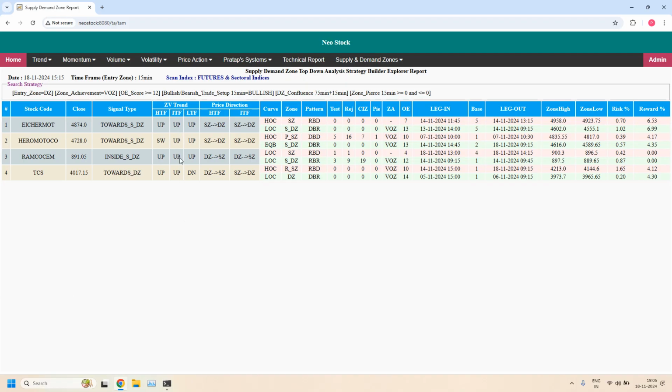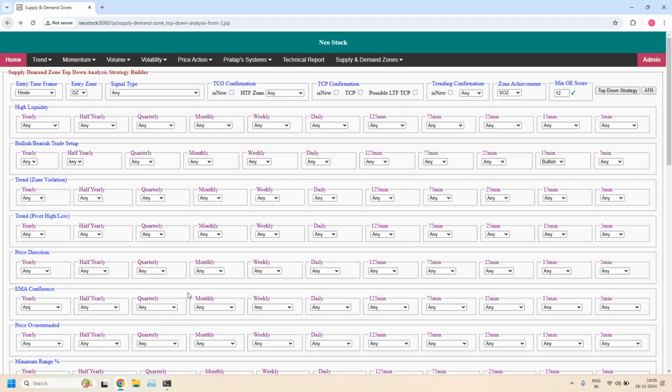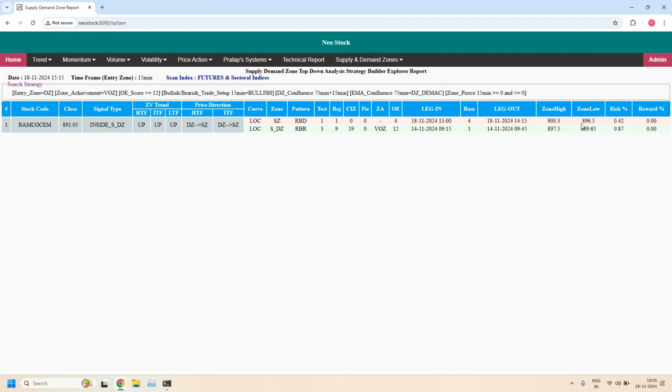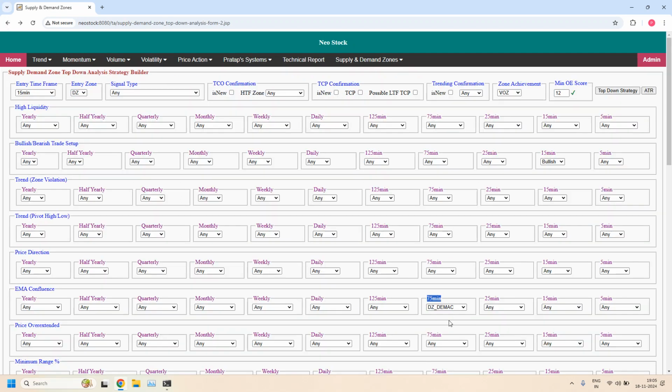And as the 75 minutes trend is up, if any of these 75 minutes demand zones are having daily EMA confluence, there could be even more high probability setup supported stocks. Let's verify. In the EMA confluence, at 75 minutes time frame, 75 minutes demand zone with daily EMA confluence. We got 1 stock. And also it is a high liquidity 15 minutes demand zone. That's why, see, it is already tested 3 times, 9 rejections from this zone. Ramco Cements.